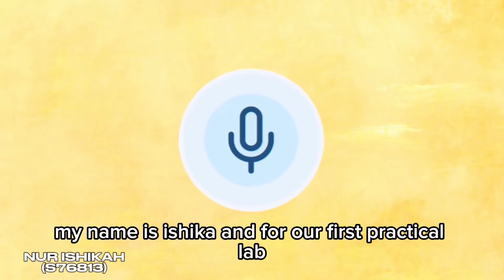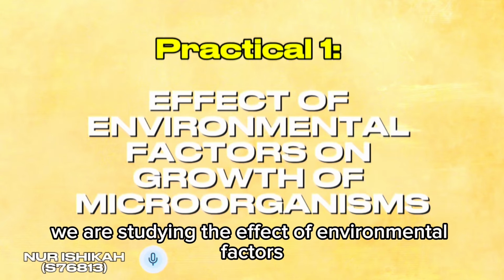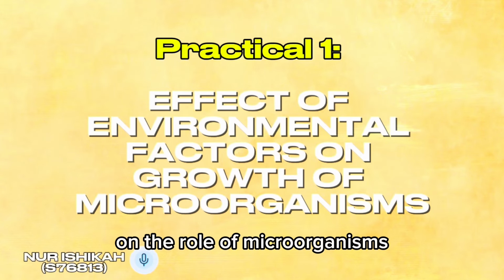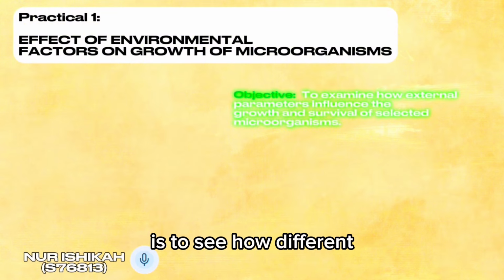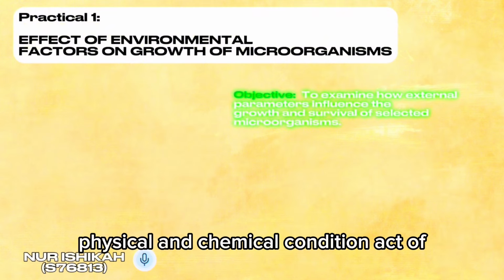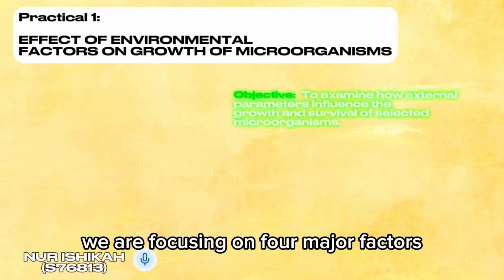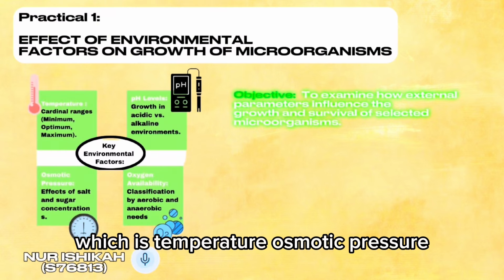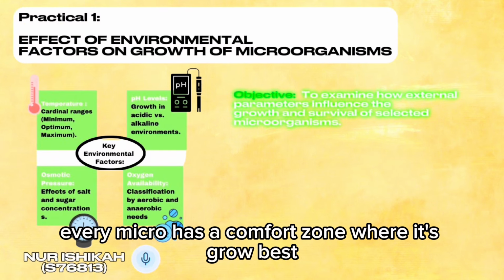My name is Noishika and for our first practical lab, we are studying the effect of environmental factors on the growth of microorganisms. The main goal of this lab is to see how different physical and chemical conditions act as limiters for bacterial life. We are focusing on four major factors: temperature, osmotic pressure, pH level, and oxygen availability. As we know, every microbe has a comfort zone where it grows best.